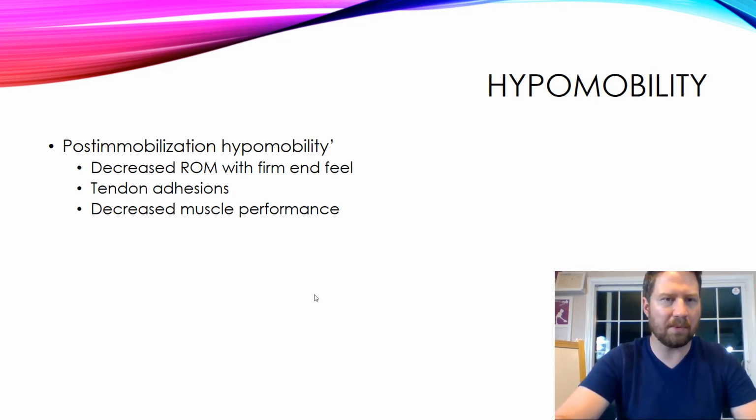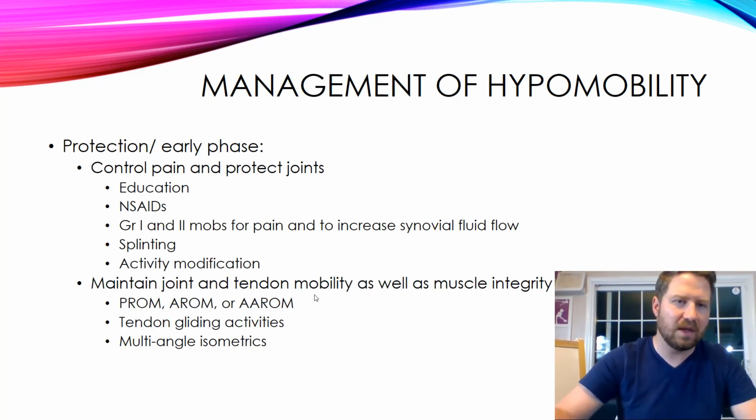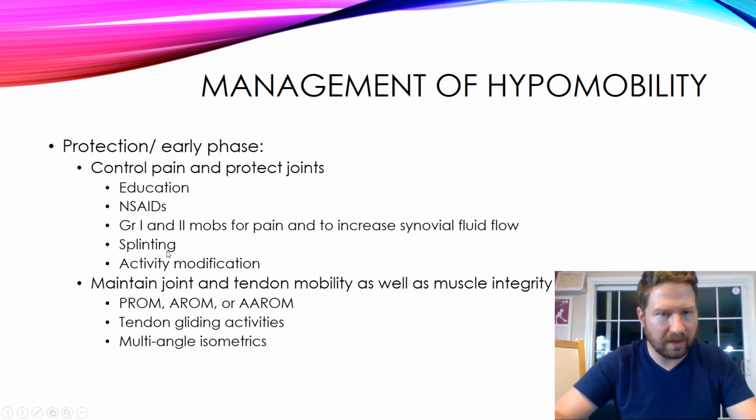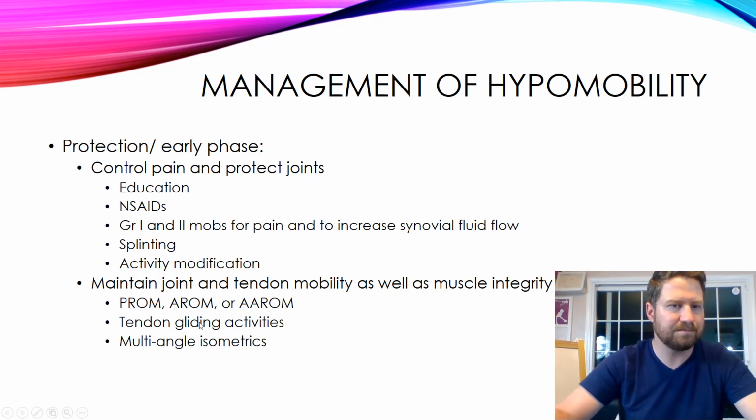Okay, so post-immobilization hypomobility, decreased range of motion with firm end feel, tendon adhesions, decreased muscle performance. So in those early phases, we're going to control pain and protect other joints. Education, NSAIDs, grade 1 and 2 mobilizations, splinting, activity modification. Again, just trying to get things under control, stop the progression, and start on that road towards recovery.